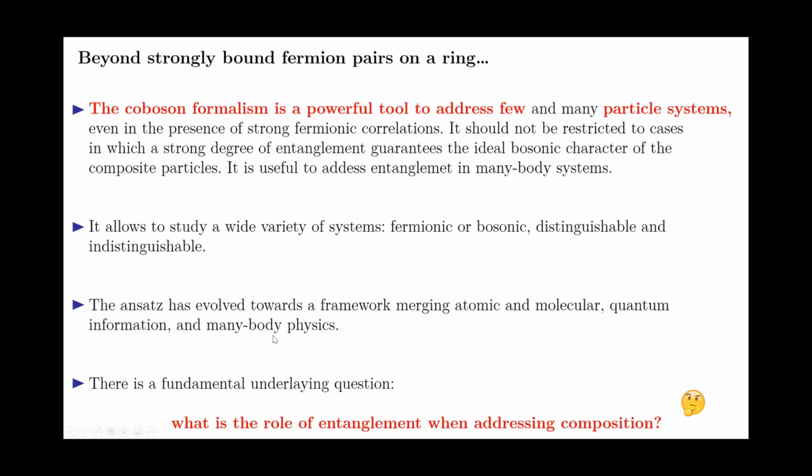And the main point I would like to stress in the context of this conference is that most of the proposed criteria for good bosonic behavior until now are related to entanglement. And even so, a proper criterion for good bosonic behavior is still elusive. The system, for example, fulfills all the entanglement criteria, as well as some other criteria based on physical ideas, and even so, the ansatz fails. So there is a fundamental underlying question, which is what is the role of entanglement when addressing composition? And this question is open.